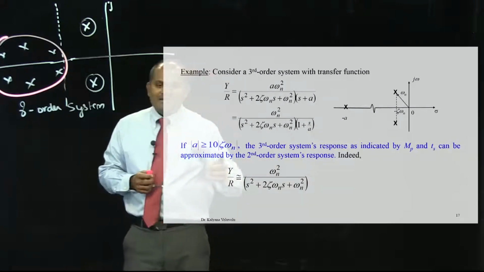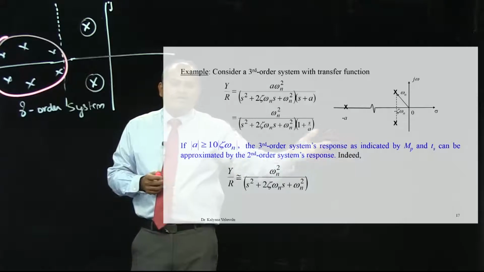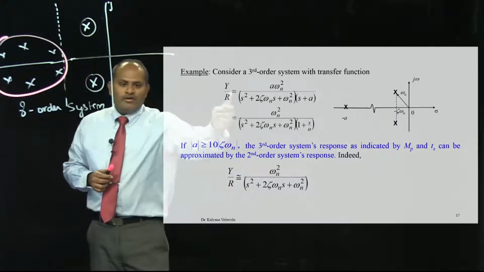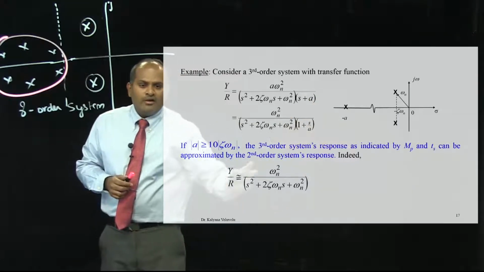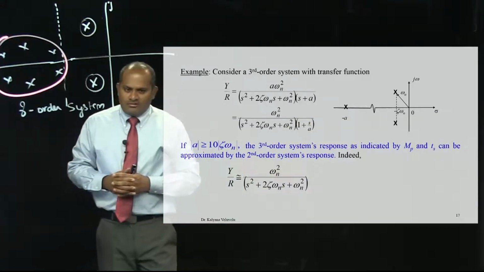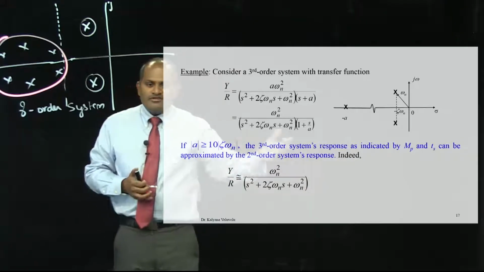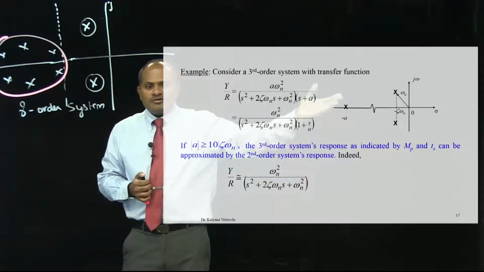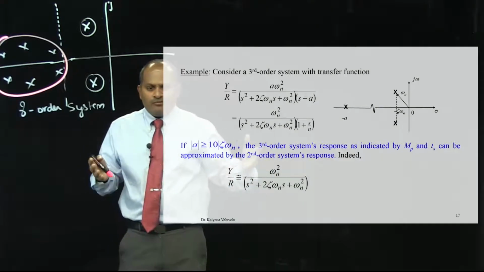If a is greater than or equal to 10 eta omega n, the third order system, as indicated by Mp and Ts, can be approximated by the standard second order system. Because a is 10 times farther away, I remove the pole and only have a standard second order system. Now, the question is, how can we just remove it? That means this pole has no effect on the system, or the response between the actual system and this model will be either extremely different or equal.